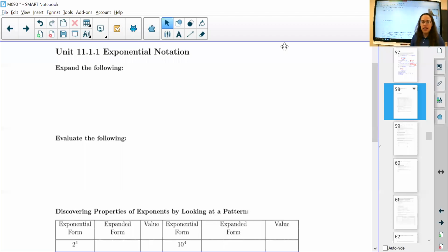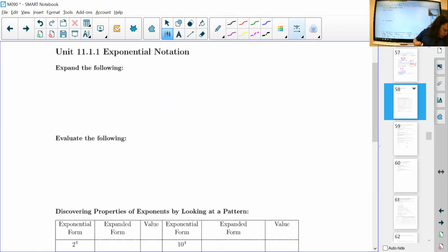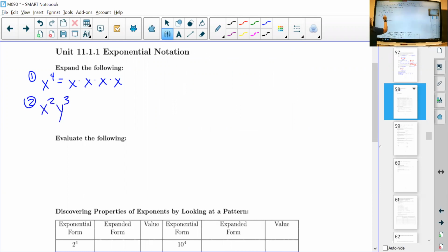Page 58, exponential notation. So we've seen this kind of thing a little bit. Let's expand x to the fourth. Well, that's just x times x times x times x. I have 4 x's here because of that 4 in the exponent. If I have x squared y cubed, I'll have 2 x's and 3 y's, just all multiplied together.